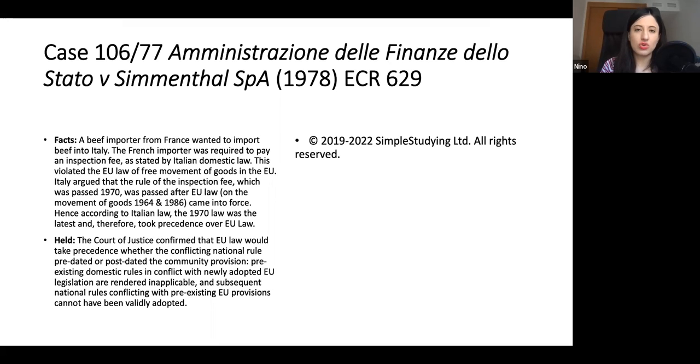This is the doctrine called implied repeal, when the statute that is passed, the more recent statute takes precedence over the older one, but EU law is an exception to that principle. EU law is always supreme, and that's what was argued in this case.